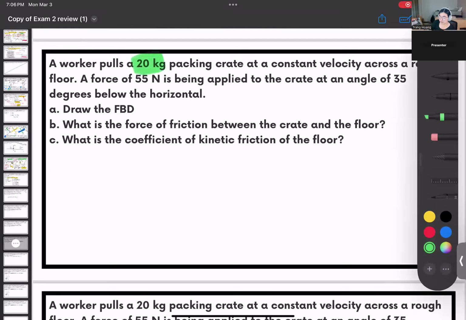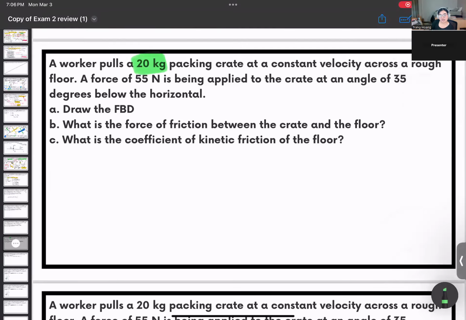Worker pulls a 20 kilogram packing crate at a constant velocity. That's important. Across a rough floor. That's also important. Rough floor is important. Force of 55 newtons is being applied to the crate at an angle of 35 degrees below the horizontal. That will help us set things up.